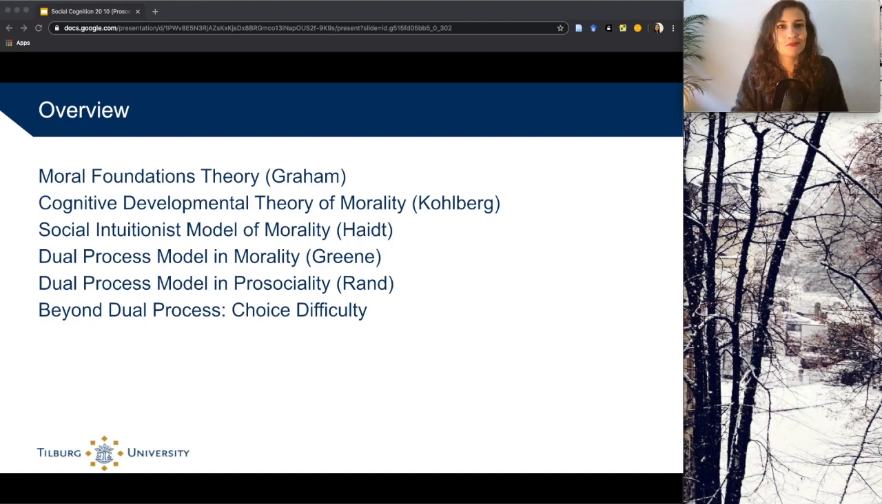We will add some theoretical backgrounds by first looking at the moral foundations theory. Then we'll work through cognitive developmental theory of morality. Then we will take a look at the social intuitionist model of morality, and then focus on some dual process perspectives, both with regard to morality and prosociality, and finally move one tiny step further to also discuss not only dual process, but also choice difficulty. But let's get started with the moral foundations theory.